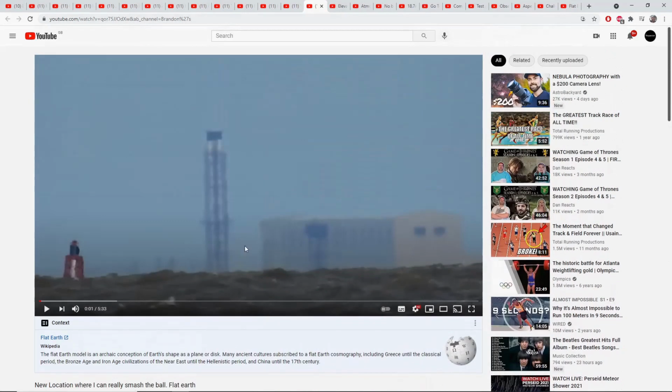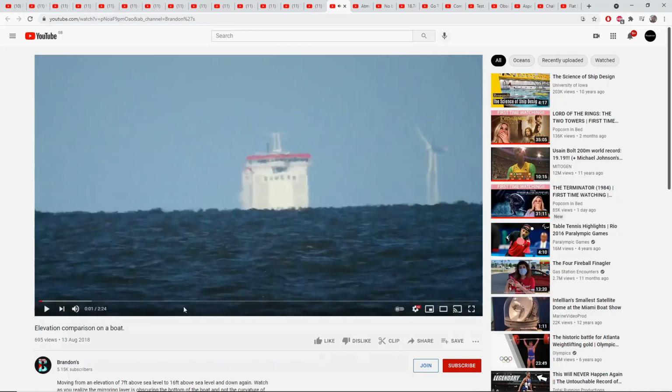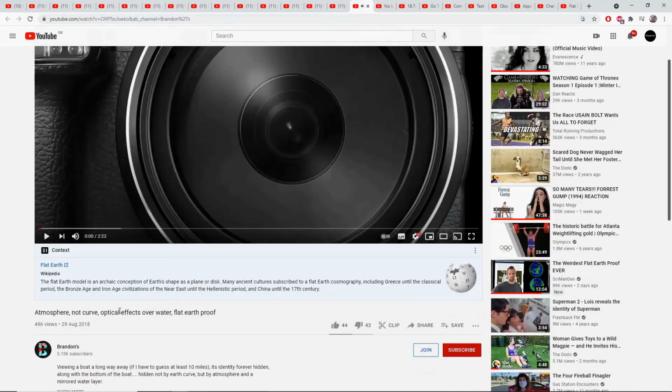Eventually, I was able to determine that from that exact spot, that's where the tidal bore would be seen at its most prevalent, which artificially increases the height of the water. Elevation comparison on a boat. Again, I go up and down and I try to figure out what's going on. Atmosphere, not curvature, optical effects over water.